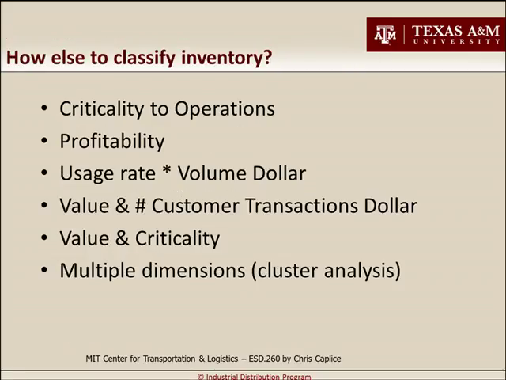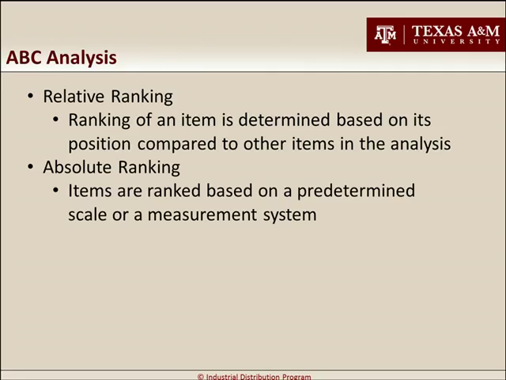You can classify inventories based on criticality to operations, how profitable items are, the dollars spent times the item consumption rate, transaction dollar, value to criticality, and multiple dimensions. Today we will actually see how to use multiple factors to do an ABC analysis.